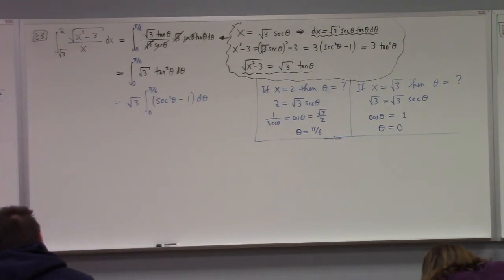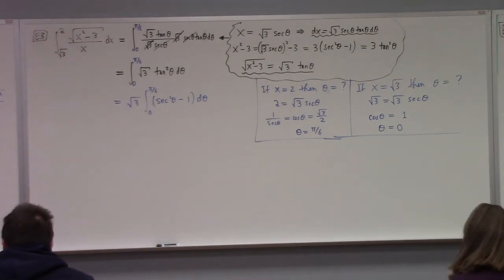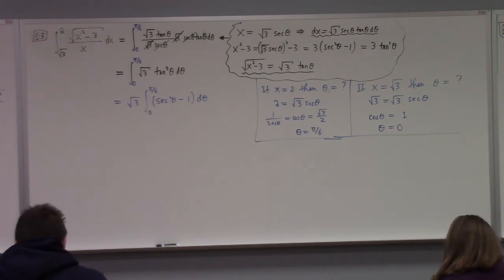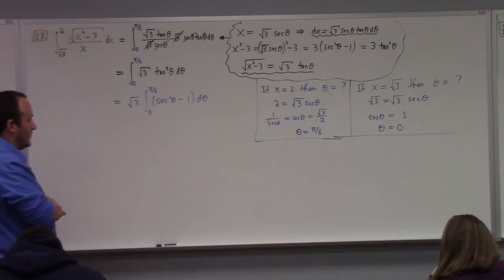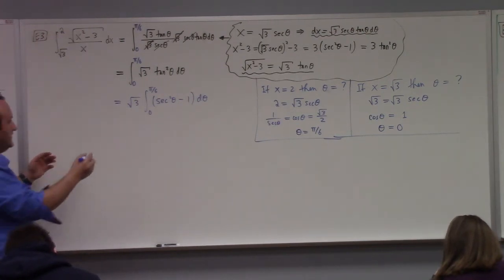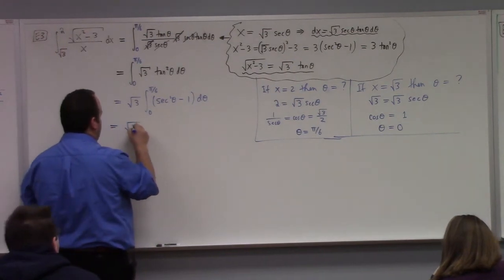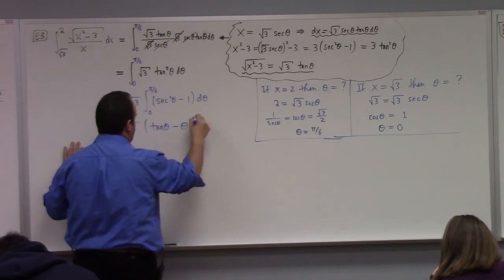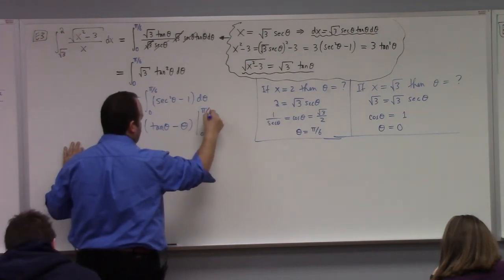I suppose for geometric reasons, we want cosine to stay positive. So if theta goes from 0 to pi over 6, that's a place where cosine is positive. That's a good choice of the theta parameter. So the integral of secant squared is tangent. And so what we got here is root 3 tangent theta minus theta evaluated from 0 to pi over 6.